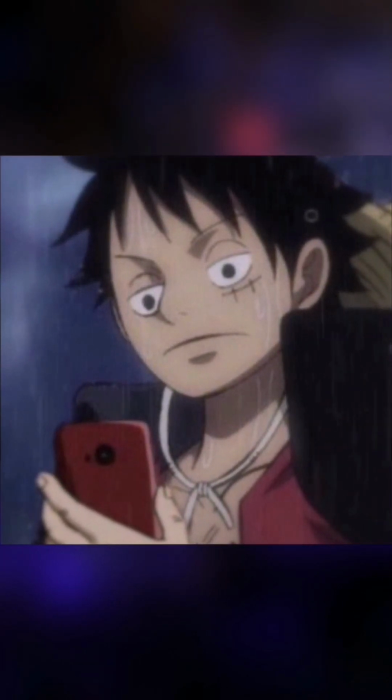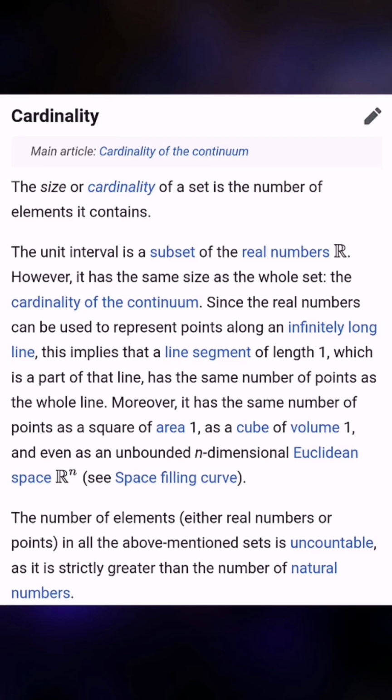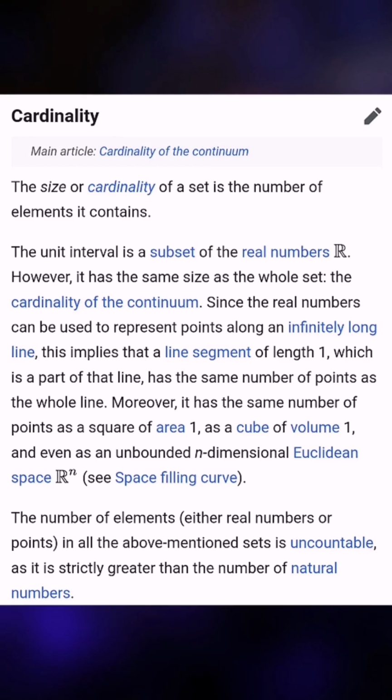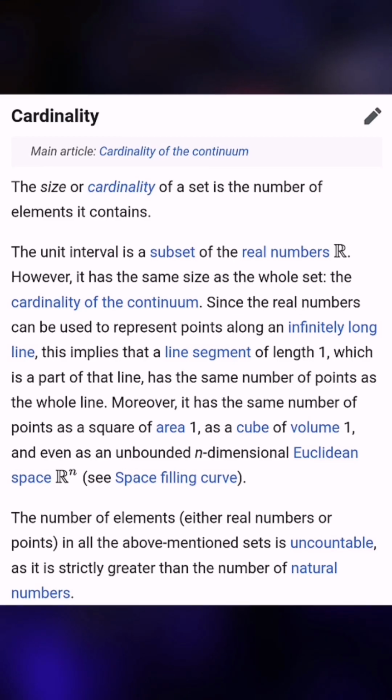Sorry, guys. Now then, the points in question have the same number of points as the whole line. That is to say, the unit interval on a real number line has the same points as the entire real number line. They have the same cardinality. That's it. It sounds stupid, but it's mathematics. Mathematics, it do be like that. Continuing on.